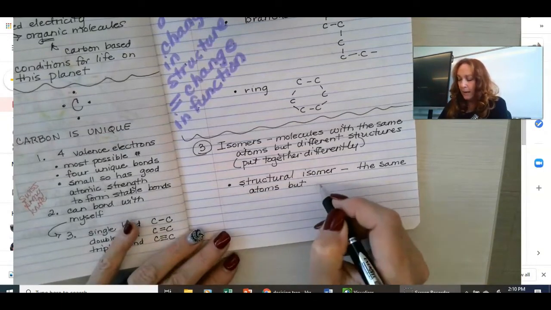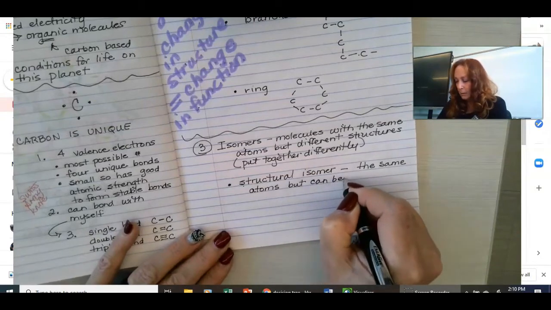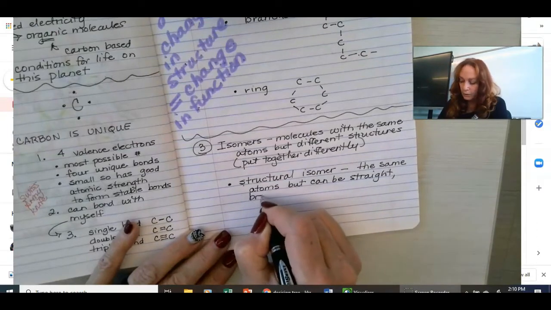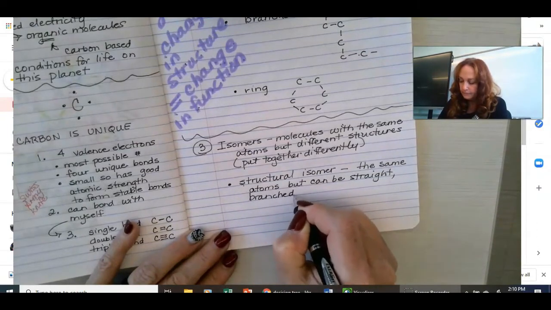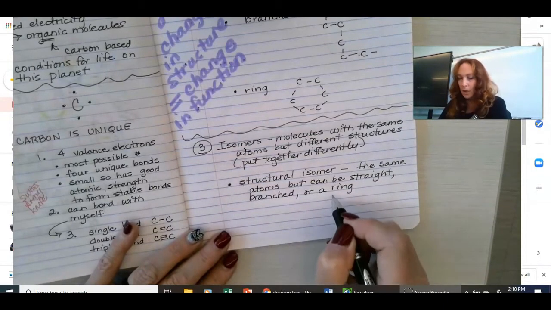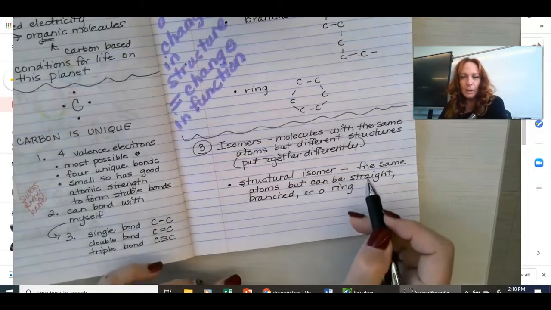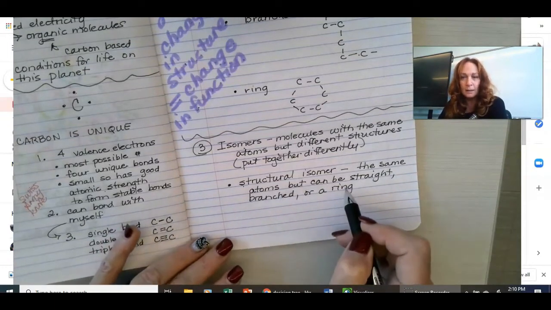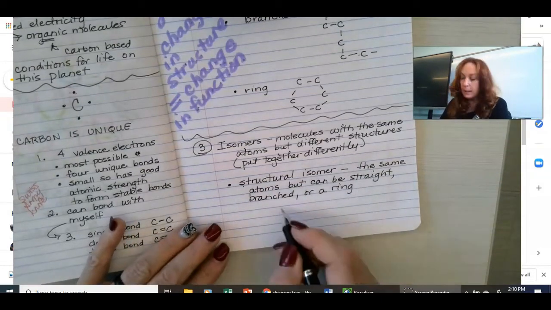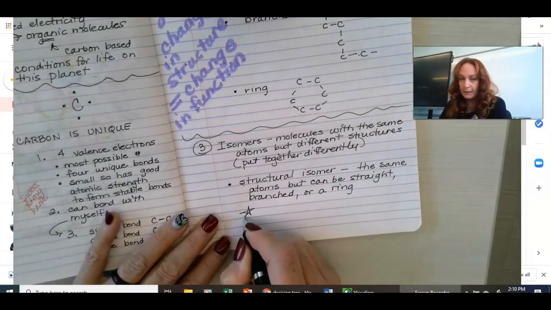So the same atoms, but they can be straight, branched, or a ring. So you see we're speaking here with these isomers about carbon. Carbon's part of this, it has a backbone, and if its backbone is straight or branched or a ring, those are structural isomers of each other. So when it can move between forms, that's the other thing that's super cool. Let's put that here because that's super cool.